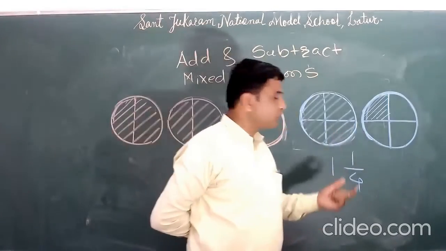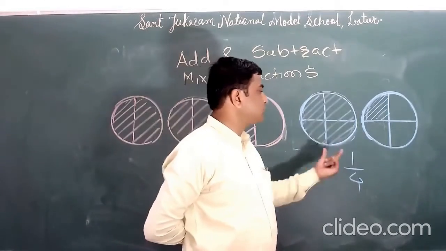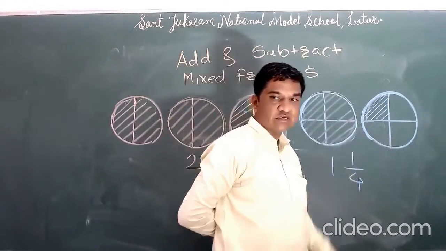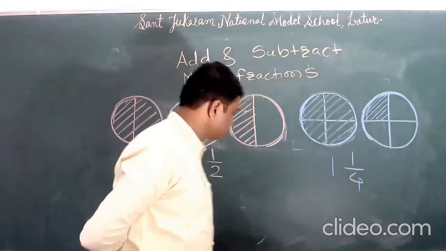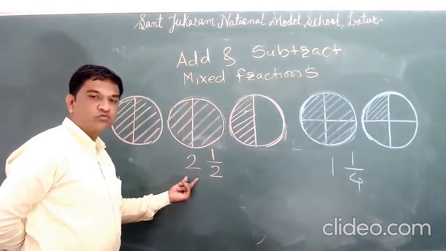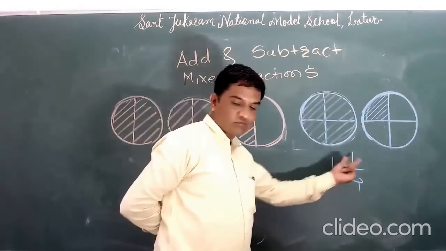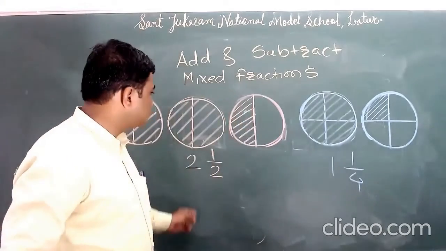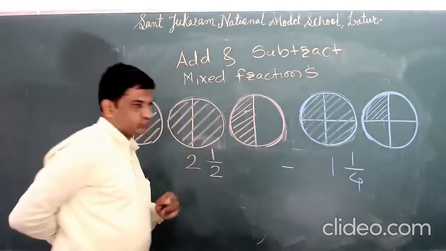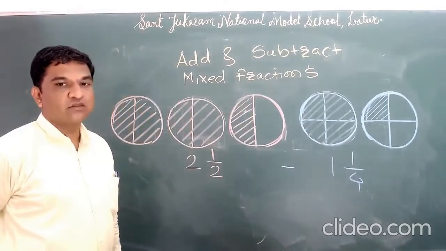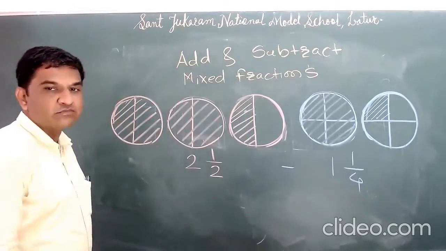Of the last 2 circles, one complete circle is shaded with the blue color, and 1/4 of the other circle is shaded with the blue color. So this fraction will become 1 whole 1 by 4. So we are having two fractions, 2 whole 1 by 2 and 1 whole 1 by 4. Now I want to subtract 1 whole 1 by 4 from 2 whole 1 by 2. Now how to do this? For subtracting, naturally this means to remove.